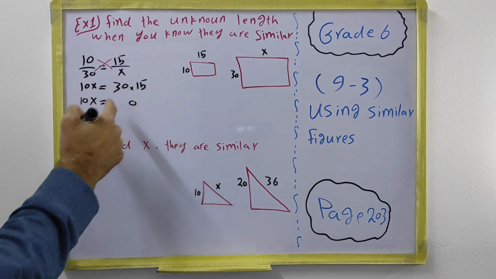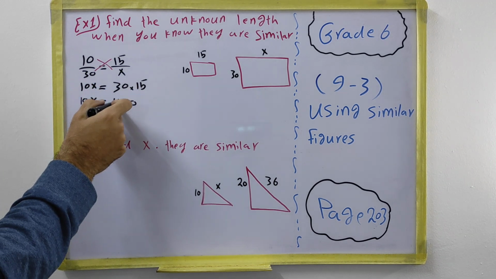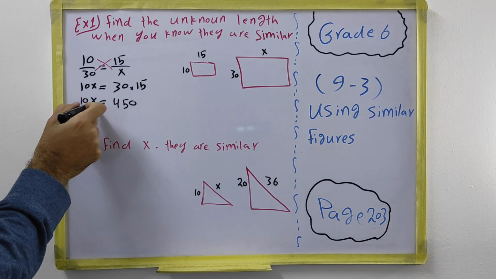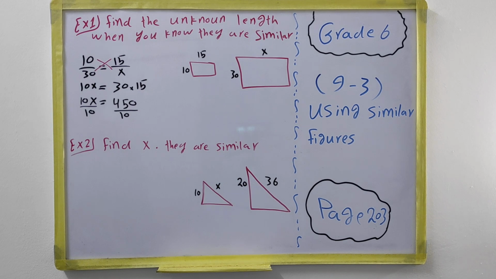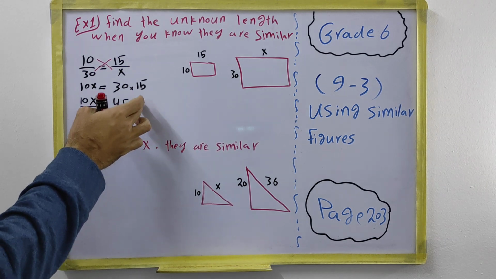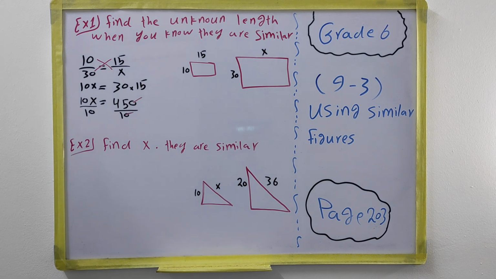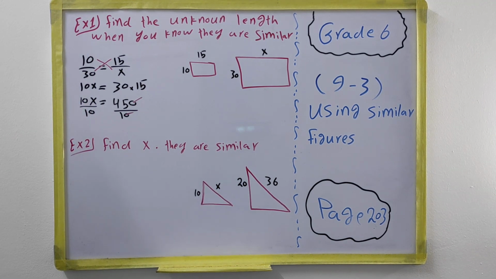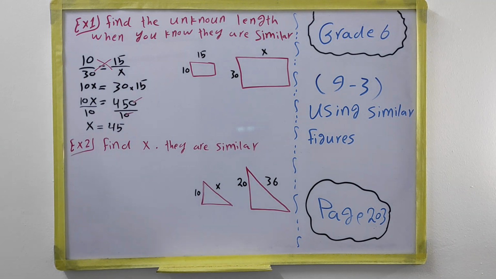30 multiplied by 15 is 450. Because you have 10x, to find x, we divide by 10 on both sides. Whenever you have a fraction with zeros at the end of both numerator and denominator, you can remove one zero from the top and one zero from the bottom, which would now be 45 over 1, which is 45. And 10 divided by 10 is 1, so they cancel. X equals 45 over 1, which means 45.